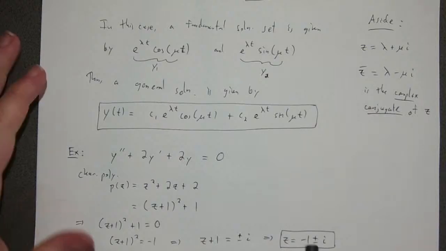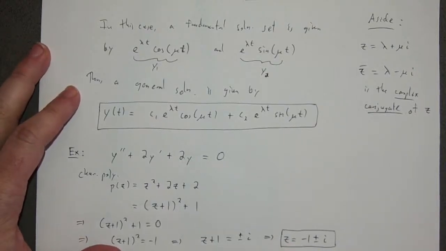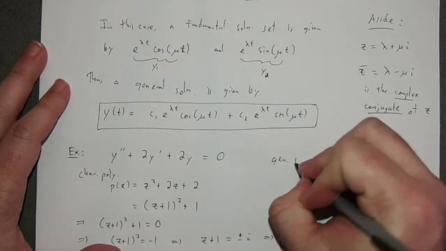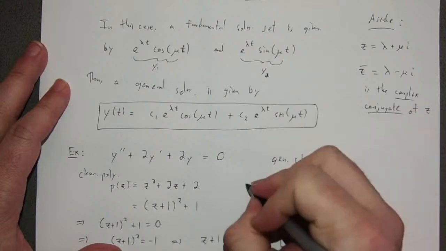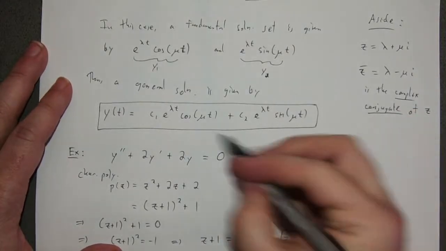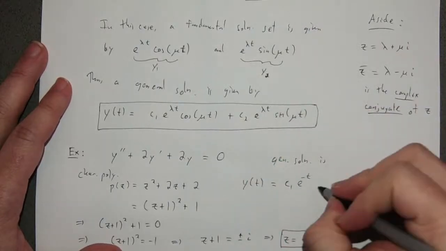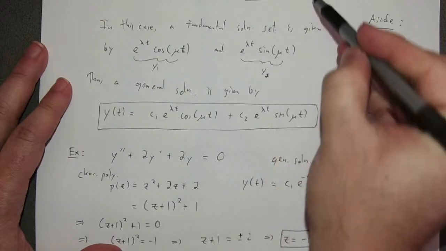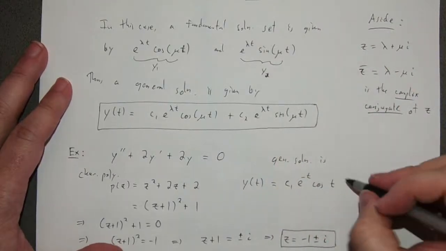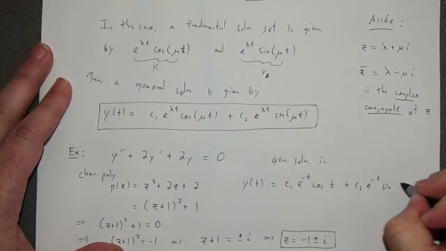So here are my roots. Then this gives rise to the general solution. Thus, the general solution is y of t is equal to c1 e to the lambda t. Lambda is minus 1 here, so this is c1 e to the minus t times cosine of mu t. Mu is 1. So this is c1 e to the minus t cosine t plus c2 e to the minus t sine t.